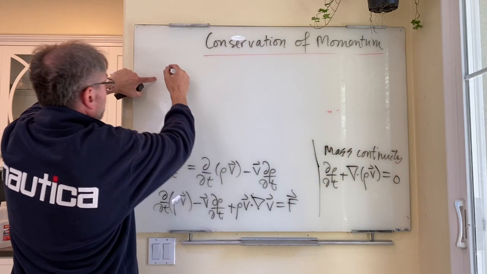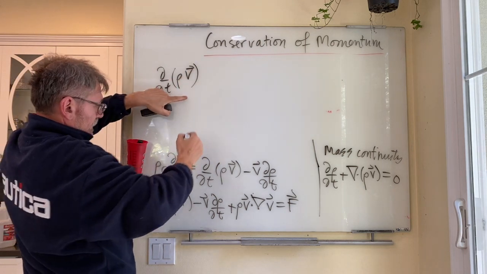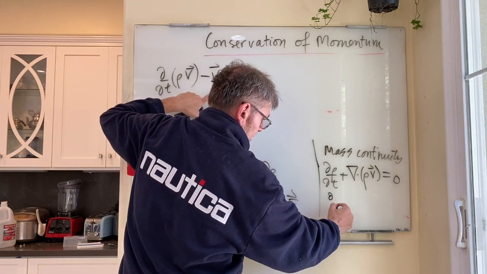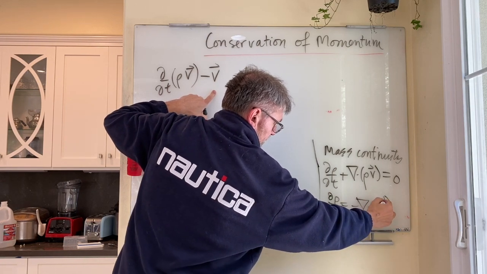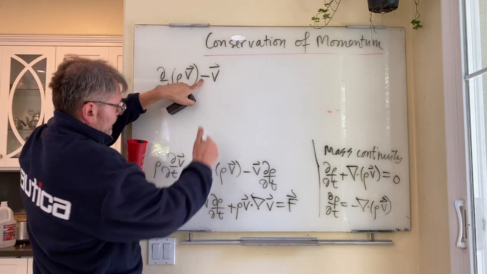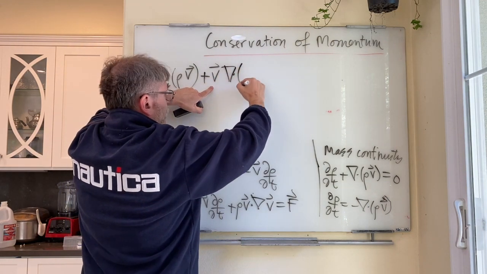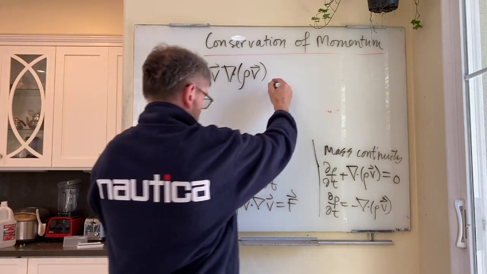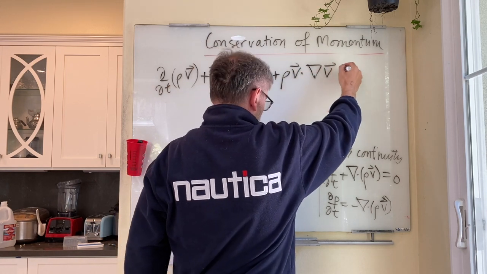What I get is partial t of the momentum per unit volume minus v times partial rho partial t, and partial rho partial t is equal to minus div dot rho v. And so if I replace partial rho partial t by that, the minus will become a plus, and then I have v div dot rho v. That takes care of this term, plus rho v dotted with gradient of v equals f.